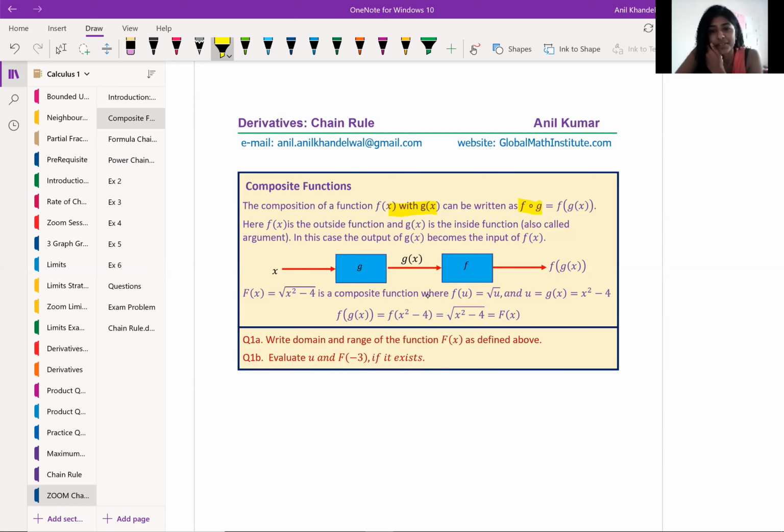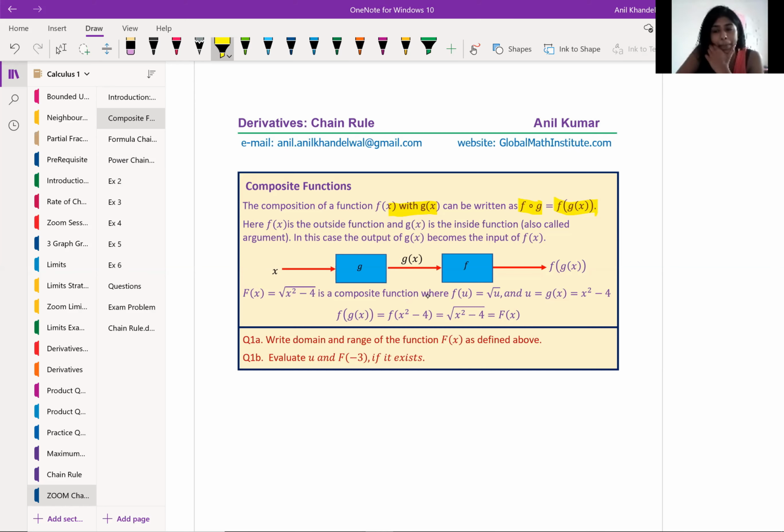Now this circle in between is the composition operator, just like the plus or minus. So when you see f circle g of x, we read it as "f of g of x," which is also written as f(g(x)). That indicates that g is a function of x and f is a function of g of x. So both are functions of x, and they can both be differentiated with respect to x. Is that clear to you?